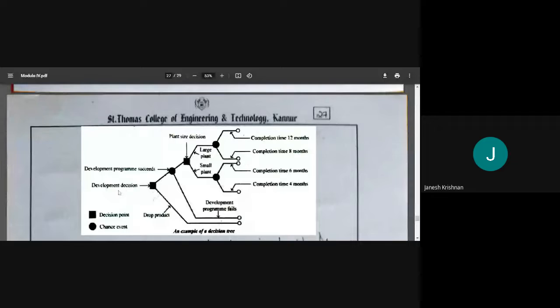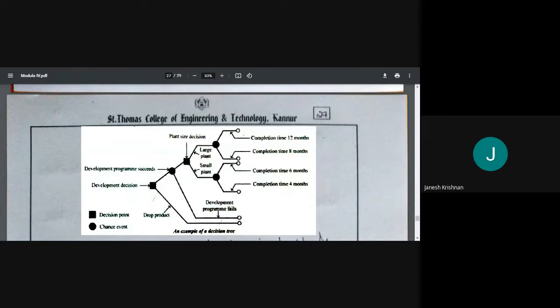Here we have a development decision. We are going to make a product, maybe a software, a new tool, or maybe a new style of construction, where certain new building materials are available. So a development decision is made. There are two possibilities: either the product has to be dropped, or we move forward. The development program succeeds. That's the chance. Our development succeeds.